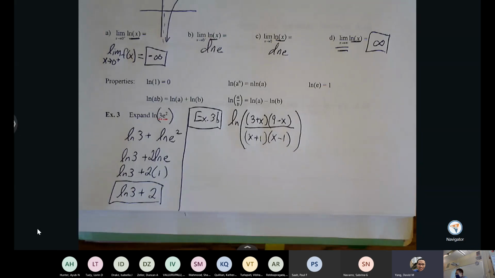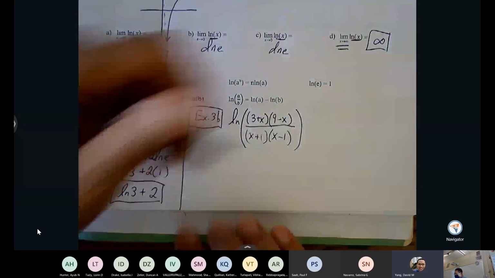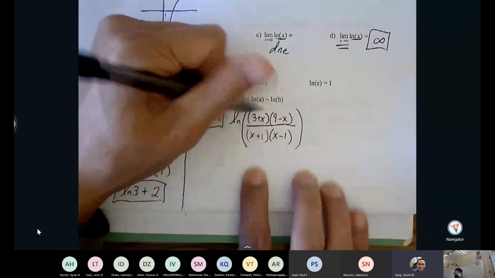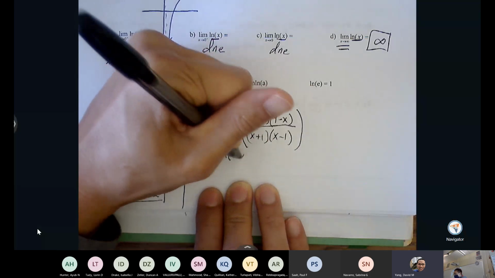If your term is in the denominator, it's going to be part of a negative natural log expression. So a quick way to allow us to expand without having to go through a lot of middle steps is to see where it's located, and then just make it either a positive or negative natural log.